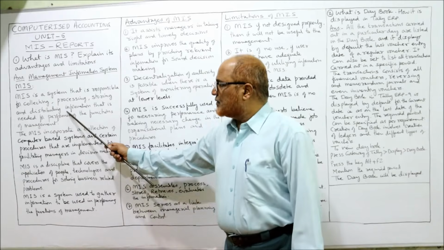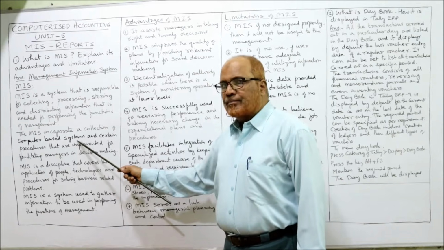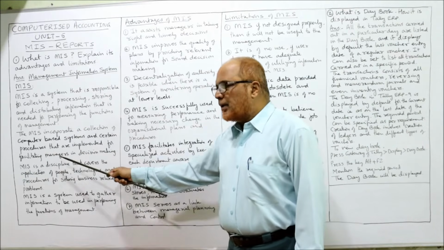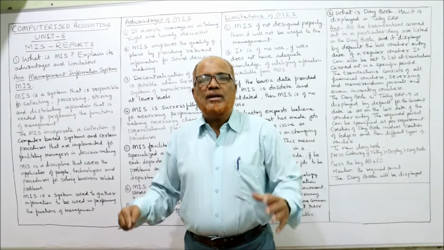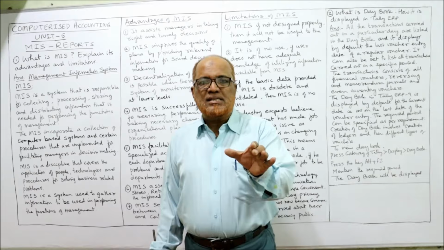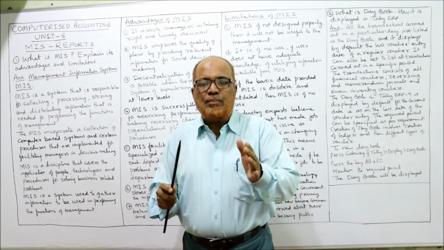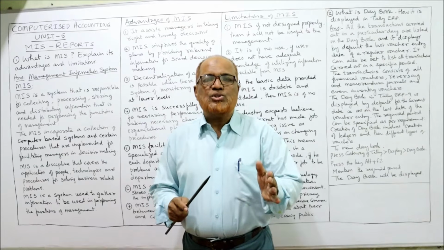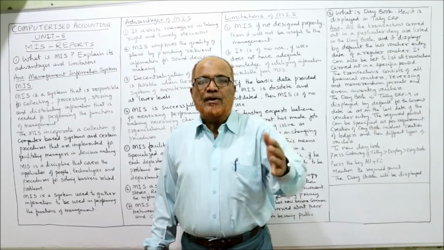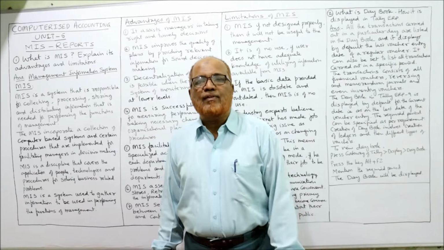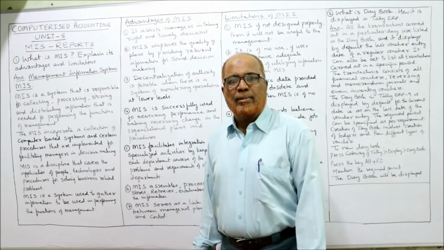functions. That is MIS. The MIS incorporates a collection of computer-based systems and certain procedures that are implemented for facilitating managers in decision making. So it's a combination of computer-based system and procedure. That means this MIS utilizes the computer system and some procedures to be adopted, and the combination of this computer system and procedure will lead to generation of information, and this information will facilitate decision making by the managers.